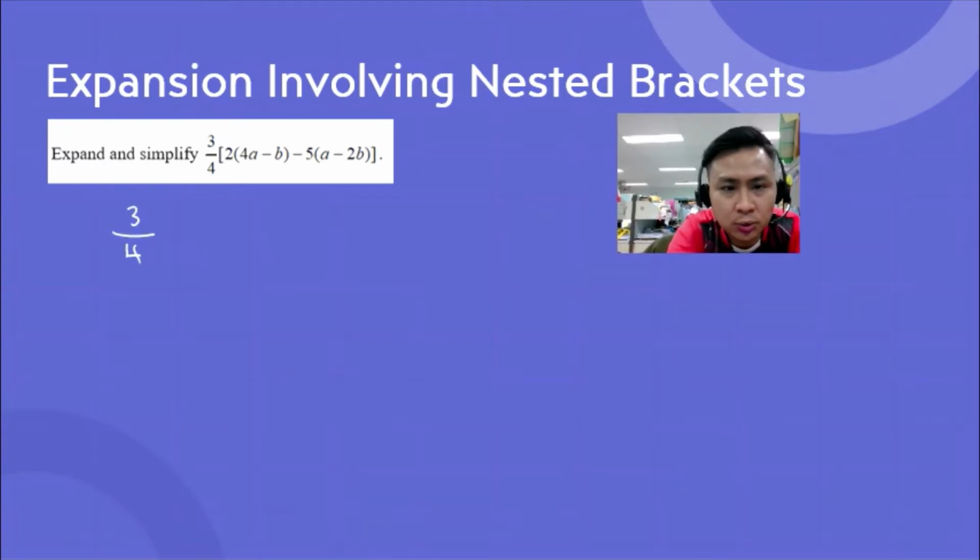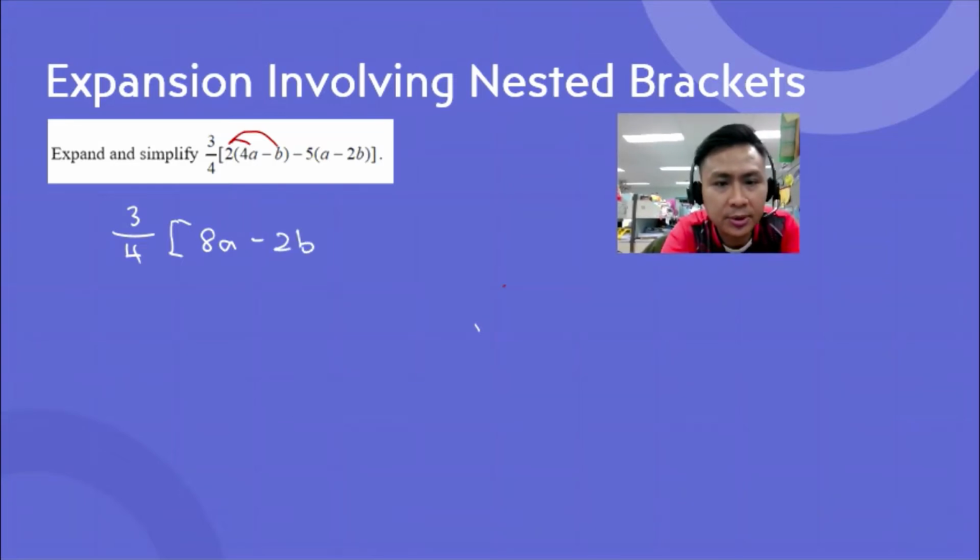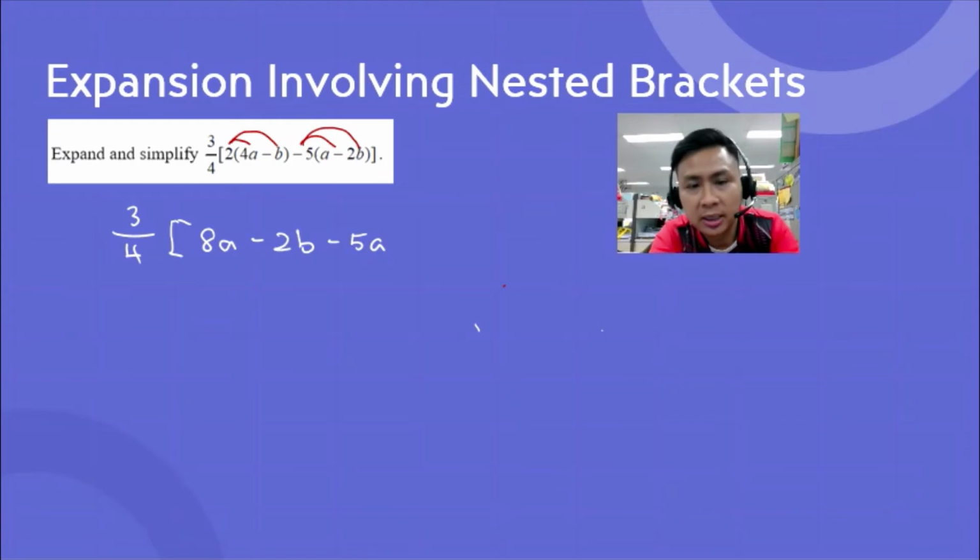Now 2 will be multiplied with 4a and negative b. So 2 will multiply with 4a, 2 will multiply with negative b. Again, we need to apply our multiplication rules. Positive times positive, you get positive. Positive times negative, you get negative. Again the same thing: negative 5 we will need to multiply with a, and negative 5 you need to multiply with negative 2b. Negative 5 times a, you get negative 5a. Negative 5 times negative 2b, you get positive 10b.